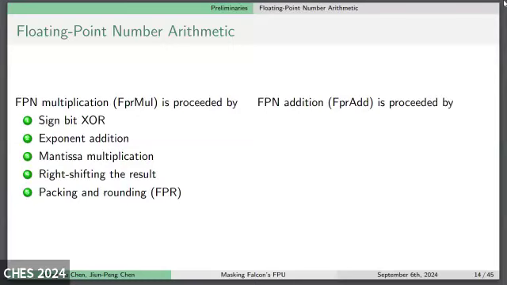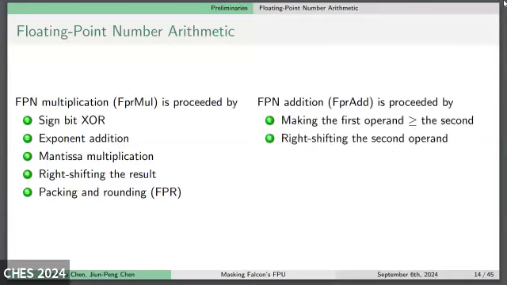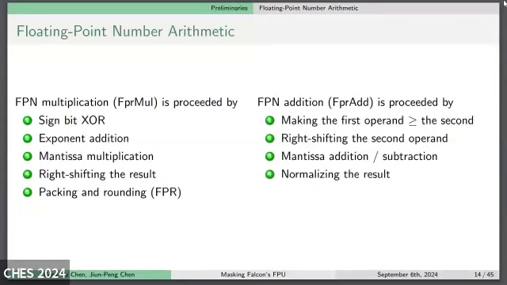For floating-point number addition, one first makes sure the first operand is larger than or equal to the second one, and then we right-shift the second operand until the exponents of both operands match, and when they match, we can do the addition or subtraction. And after addition or subtraction, we normalize the result to a proper range, and just like the multiplication case, we pack the result and perform proper rounding by the subroutine FPR.